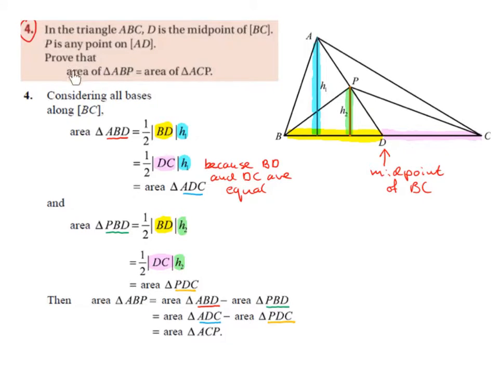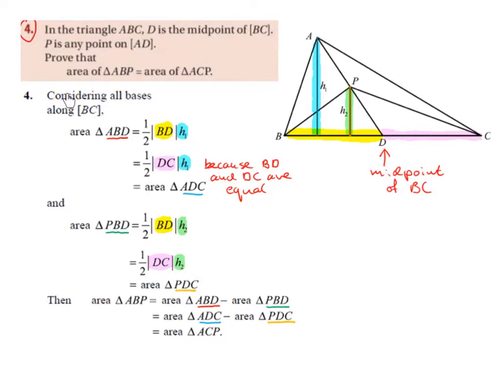Prove that the area of the triangle ABP, so the area of this triangle ABP, is equal to the area of the triangle ACP. So ACP. So prove that the area of ABP is equal to the area of ACP.